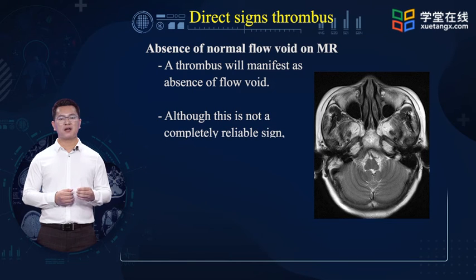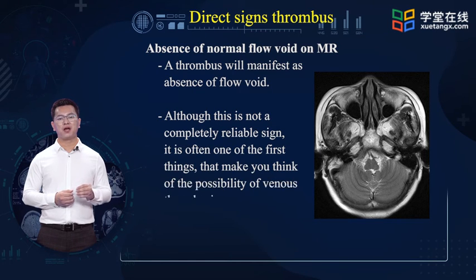Although this is not a completely reliable sign, it is often one of the first things that make you think of the possibility of venous thrombosis. The next step has to be the contrast-enhanced study. In this T2-weighted image, we can see normal flow void in the right sigmoid sinus and jugular vein.